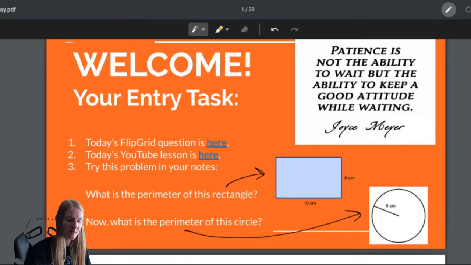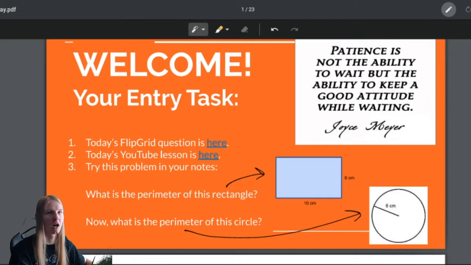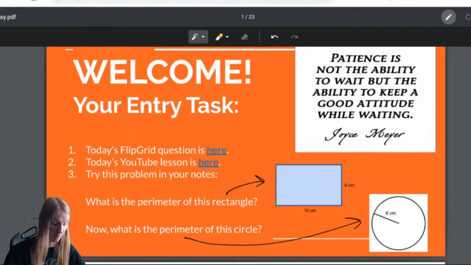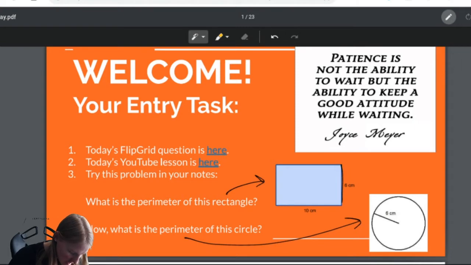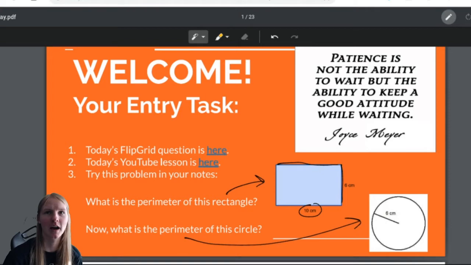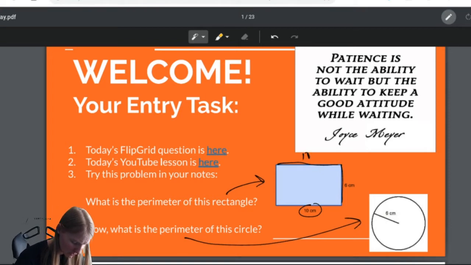Remember that perimeter is all the space around an object, or the distance around an object, excuse me. So here we have 6. Because it's a rectangle, we know that all parallelograms have opposite sides congruent, and a rectangle is a parallelogram. So this must also be 10 centimeters, which means this is also 6 centimeters.